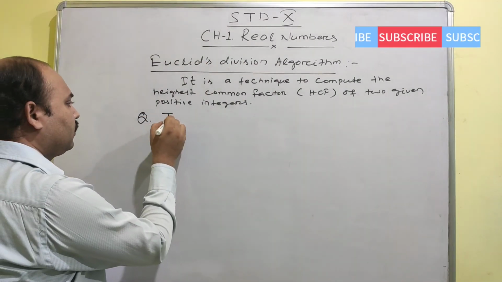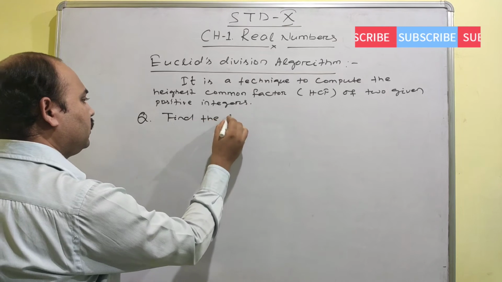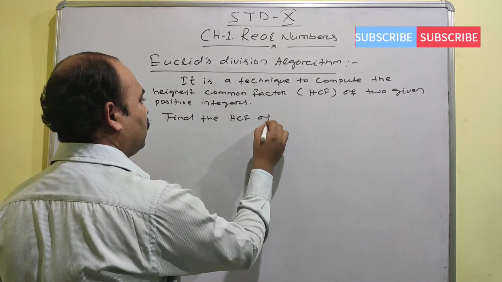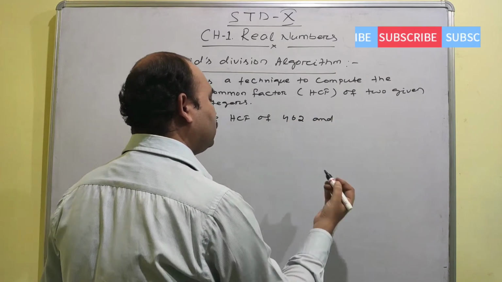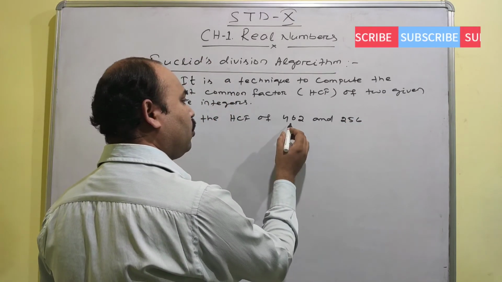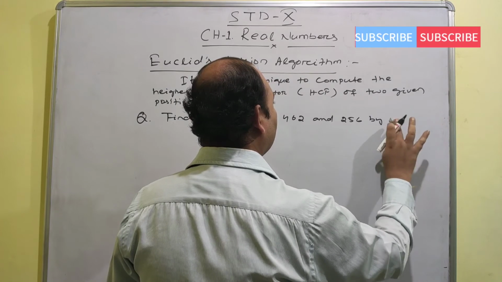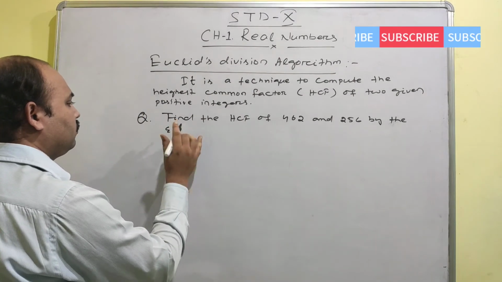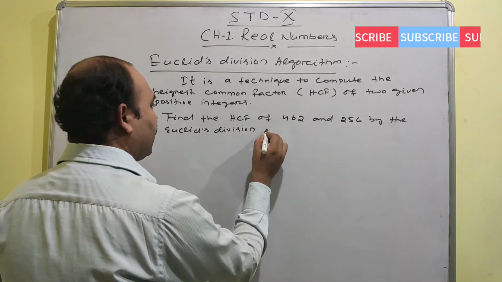Find the HCF of 462 and 256 by Euclid's division algorithm.